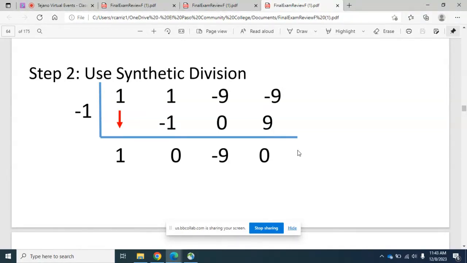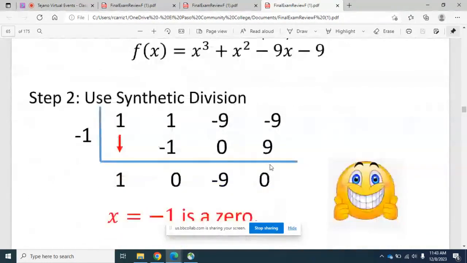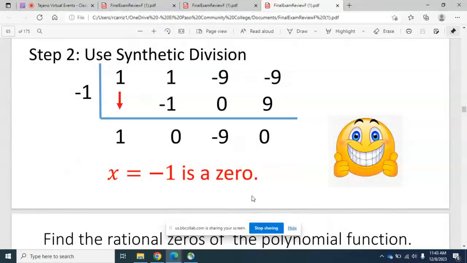This makes us really happy because now if you see here, this last addition gave us a 0. So what that means, since the remainder is 0, that is telling us that x equals -1 is a 0, right? Big happy face. So now that we have 1 zero, we would be able to find the remaining zeros. And what I'm going to do is use the quotient. This is the result that I have from my division, which is the quotient, and I can convert it back to an equation.